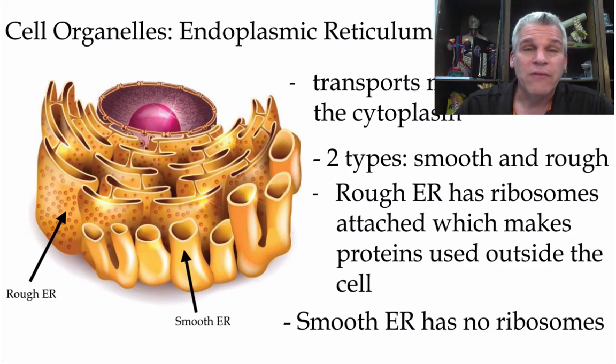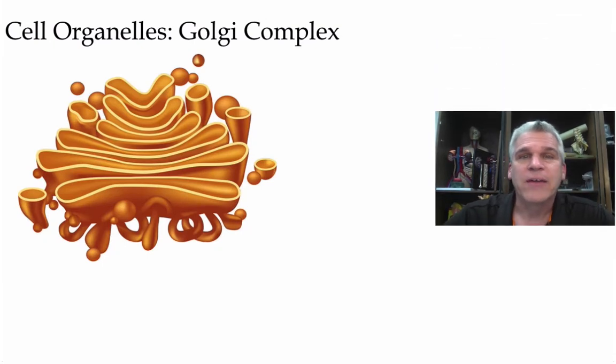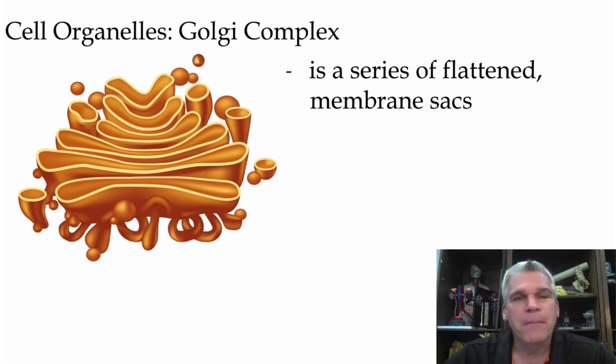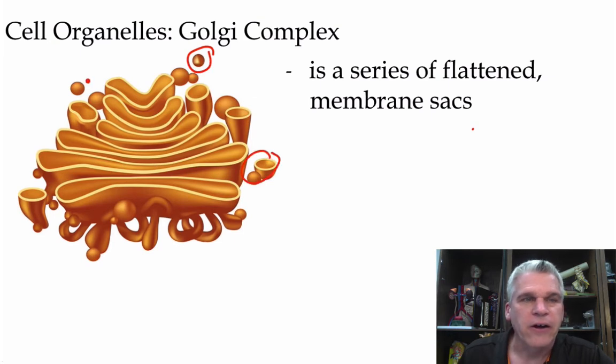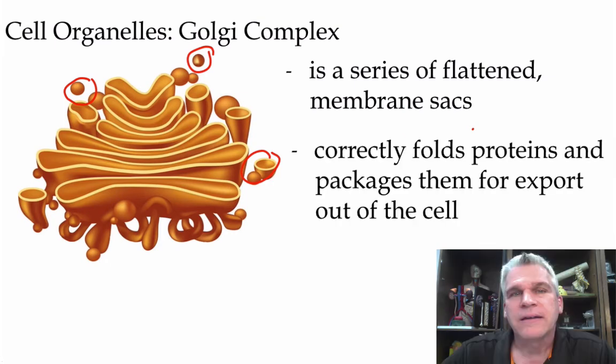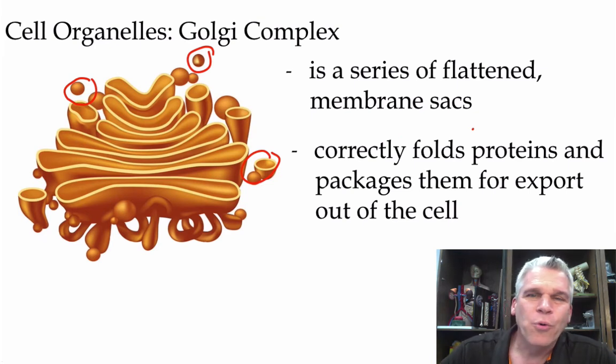Now these proteins will travel from the rough ER into the smooth ER and then make their way over to the Golgi complex. The Golgi complex is a series of flattened membrane sacs. What we can see on this particular picture is a cross-section of these membrane sacs. If you look closely, we see these vesicles that are either coming off of it or going towards it. Some of these vesicles going to the Golgi complex were made from the smooth ER. Once in the Golgi complex, there's going to be some more folding of the proteins, and then it's going to package them up to be exported out of the cell. So they're going to end up in another one of these vesicles and make their way over to the cell membrane.